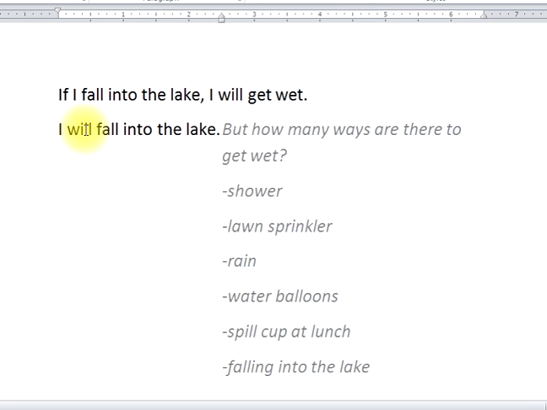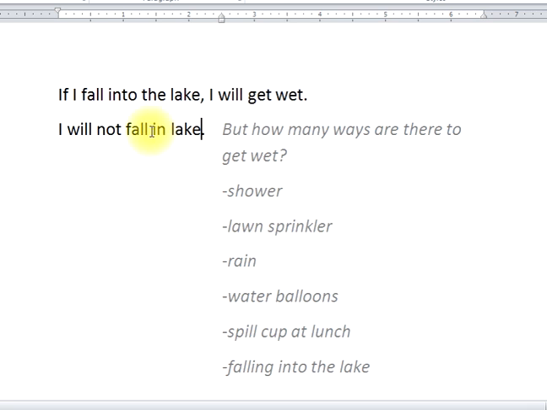Now what if I said I will not fall in the lake? Does that mean I will not get wet? No, because what if I have a shower? What if I get hit by a lawn sprinkler? So I can't draw a conclusion from that.